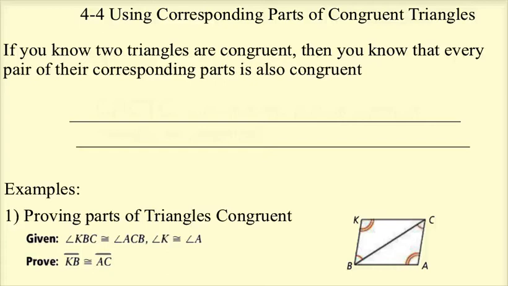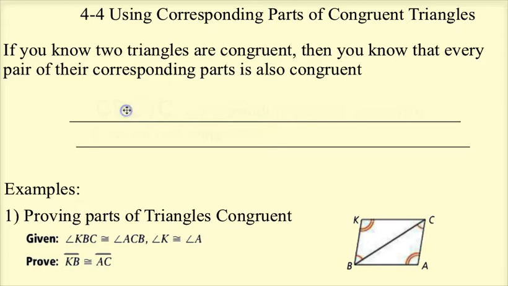This is lesson 4-4, using corresponding parts of congruent triangles. So if you know that two triangles are congruent, then you know that every pair of their corresponding parts is also congruent. So even if I prove two triangles are congruent by, say, side angle side, I just have the two sides and the one angle included between them, the other side and the other two angles are also congruent. So once you know the two triangles are congruent, then you know all of those corresponding parts are also congruent.